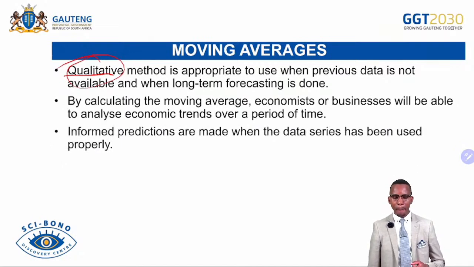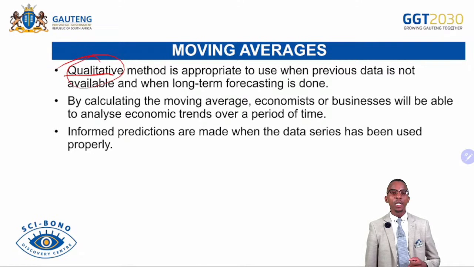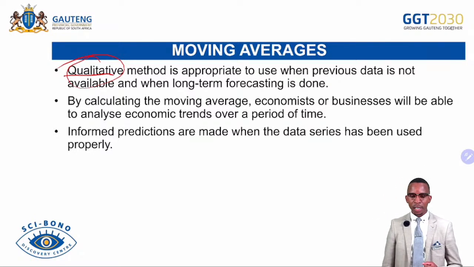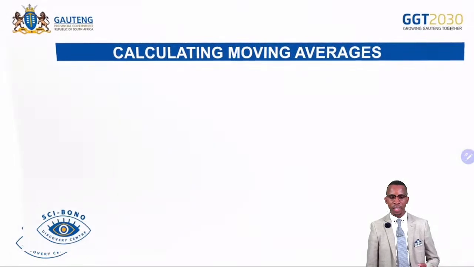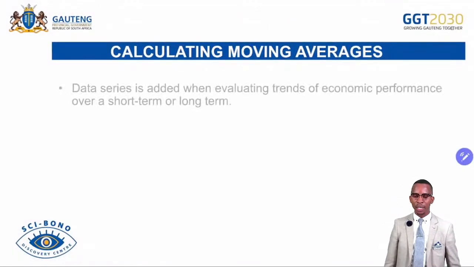Informed predictions are made when the data series has been used properly. So if the given data has been used correctly, decisions and predictions can be made accurately. But if the data is not used accurately on the moving average, there will be wrong assumptions, obviously, because the data is not used accurately.